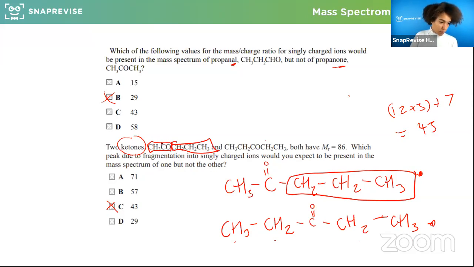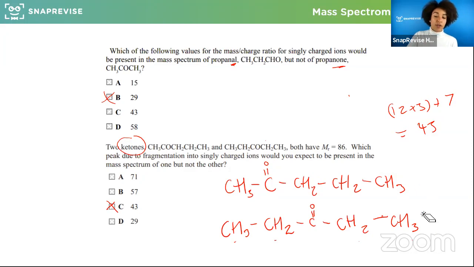Can there be multiple spots which will give you the same answer? Yes, so there are multiple fragments that would only exist in the top one versus the bottom one. So you're literally just going to have to work them out until you get something that's on the A, B, C, D list.